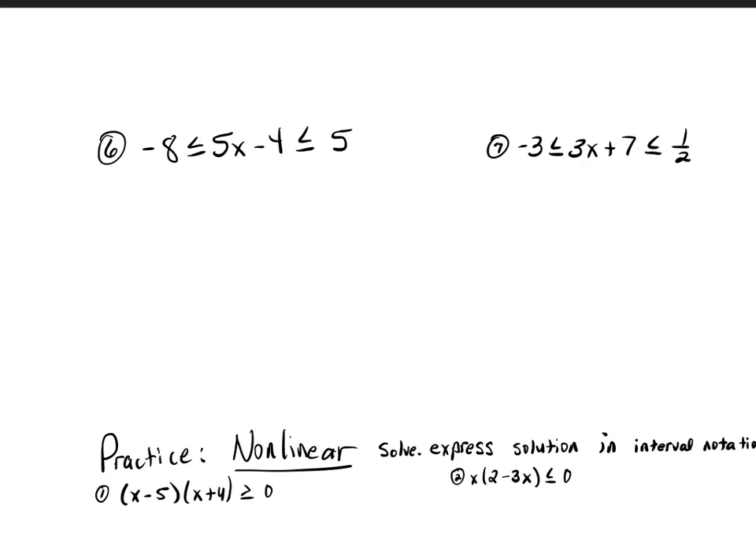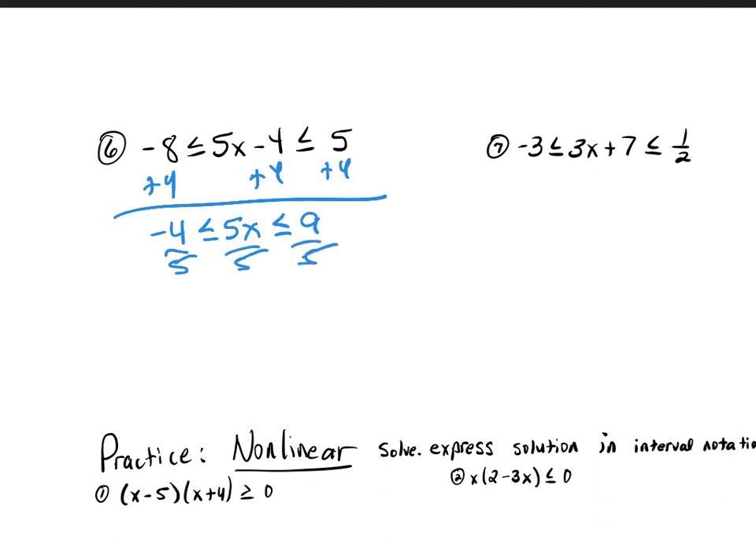All right, I got another in the middle. So what do I do? Okay, let's add 4 to both sides. So -8 and 4 is -4, less than or equal to 5x. What's 5 and 4? 9. Okay. Now we're going to divide everything by 5.